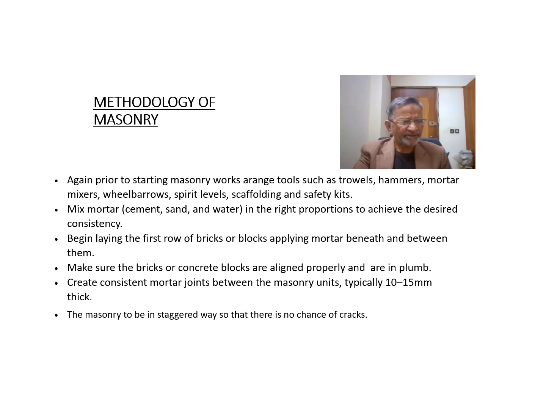To start with masonry, the specified mortar is to be mixed in proper proportions of cement, sand, and water. Start the masonry with the first layer. The first layer to be laid should be aligned and plumb. Joints should not be more than 10 to 15 mm. Also check the alignment and plumb in subsequent layers.